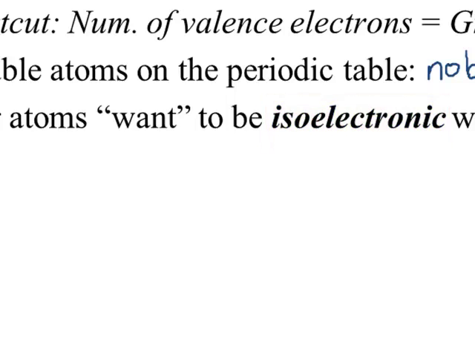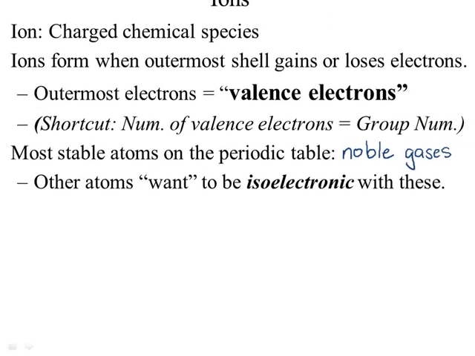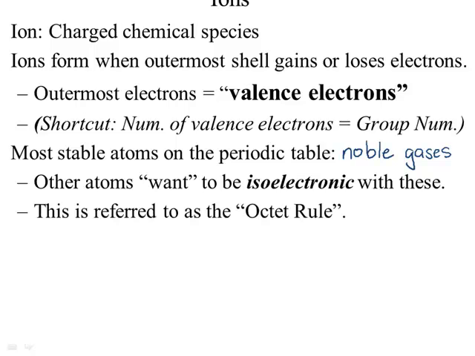Now, atoms don't have personalities, so when we use the term want, we're actually just implying that they're most stable. Other atoms on the periodic table are most stable when they have the same electron configuration as a noble gas. How can they get the same electron configuration as a noble gas? Well, since they don't have it to start with, they can either gain or lose electrons to accomplish this. This is often referred to as the octet rule.